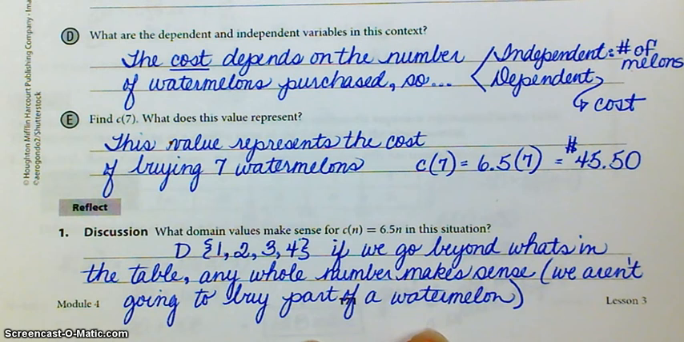And then it asks what domain values would make sense for this situation. Well, I'm going to use 1, 2, 3, and 4. If we were to go beyond what's in the table, then any whole number would make sense. I mean, you could buy 10 watermelons. But we're not going to buy a part of a watermelon in this situation, so we need to stick to whole numbers.